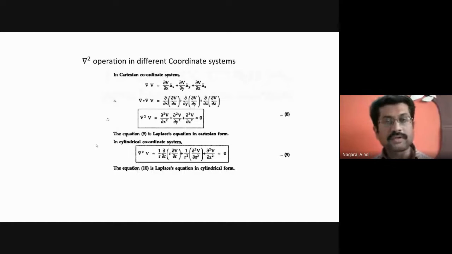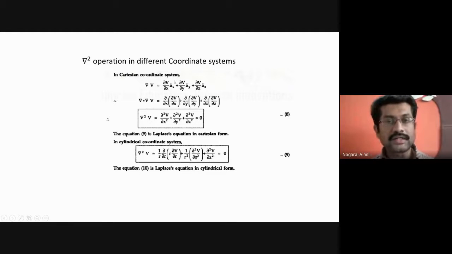Next is the del square operation in different coordinate systems. We use this del square operation in solving various numericals. That is where this is helpful. Let us try to find out the various equations of del square in various coordinate systems.